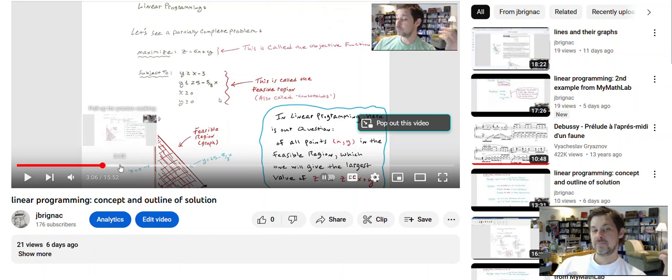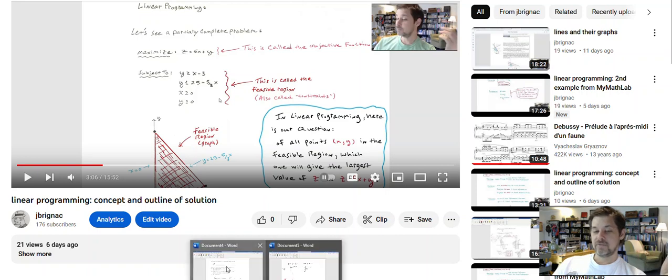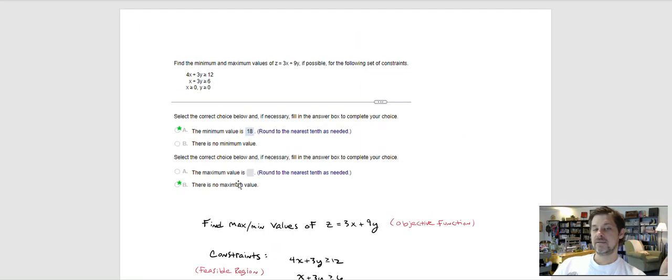Now, what's different about the one that I want to show you now is that it says there's no maximum value. I'm going to talk about why that is. But otherwise it is like this other one.